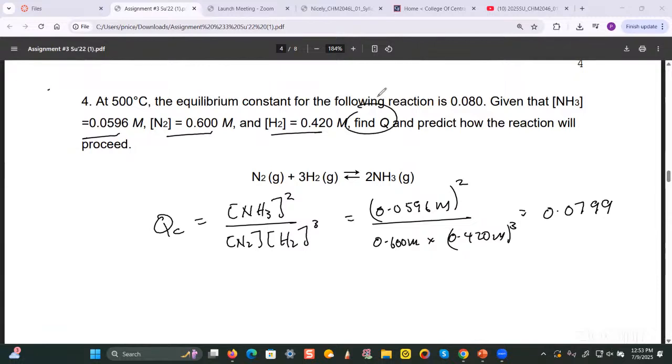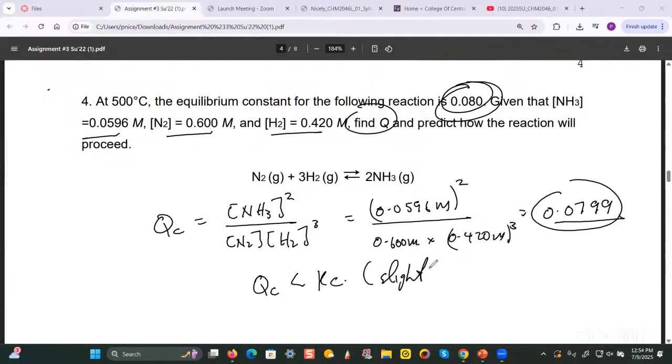The next question is asking you to predict how the reaction will shift at this stage, right? In order for us to do that, we compare QC, which is this, to KC, which is the equilibrium constant, which is this, right? And as you can see here, QC is very slightly less than KC, because QC is 0.0799, KC is 0.080. So a very small difference between the two, but still, QC is less than KC. Let me put in parentheses here, slightly, right?